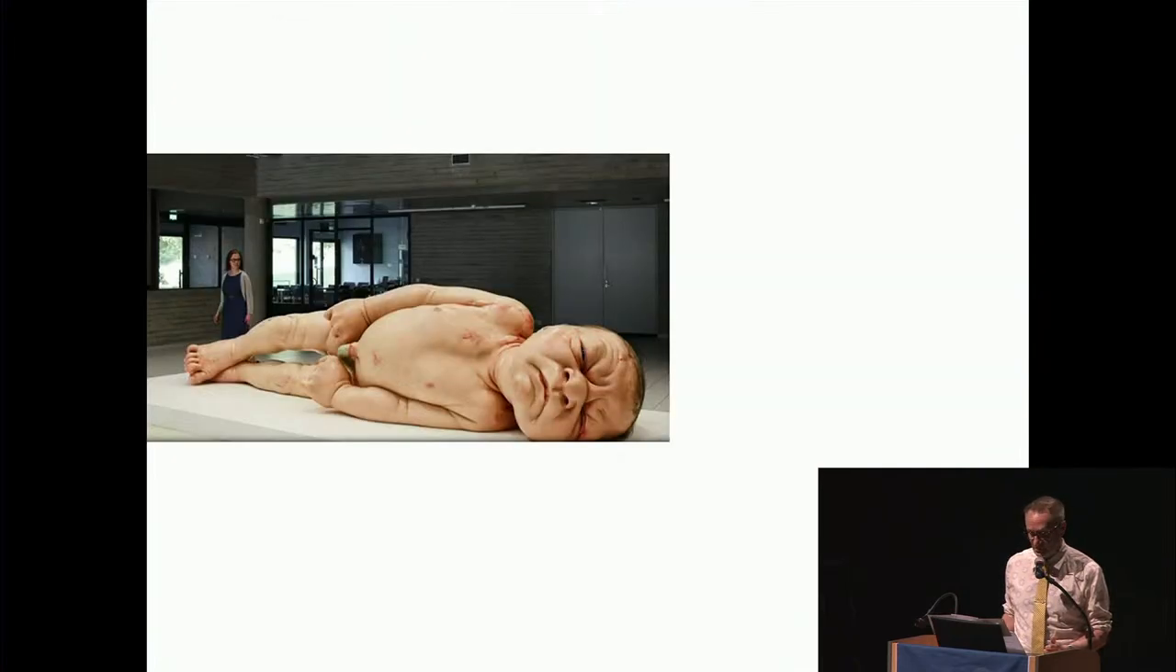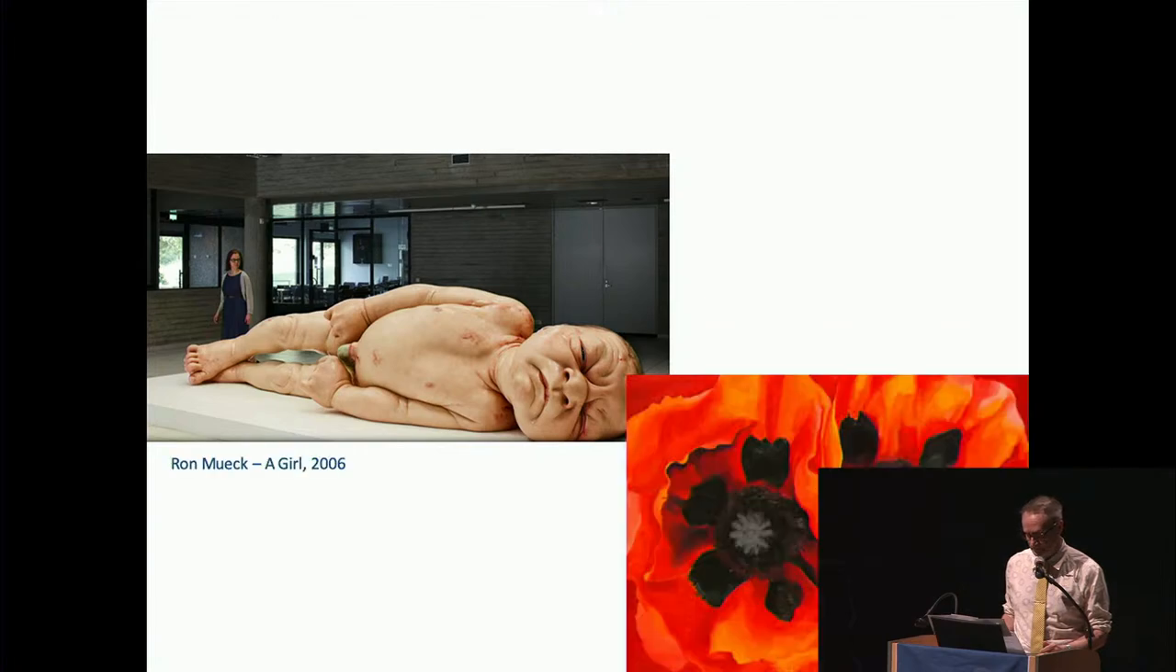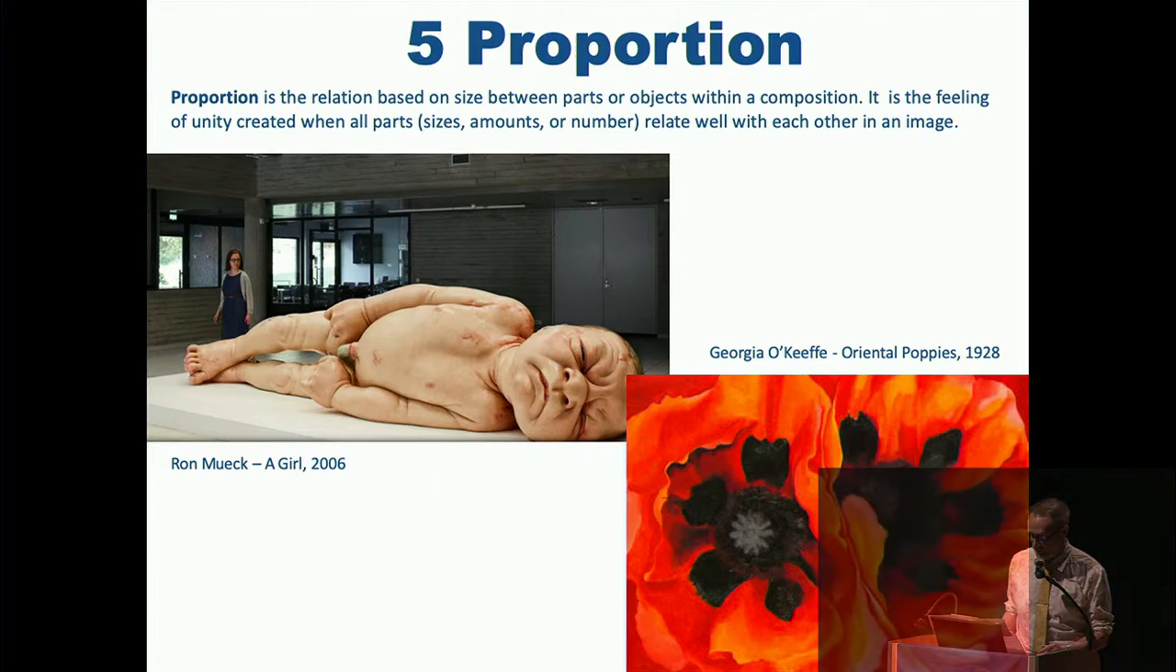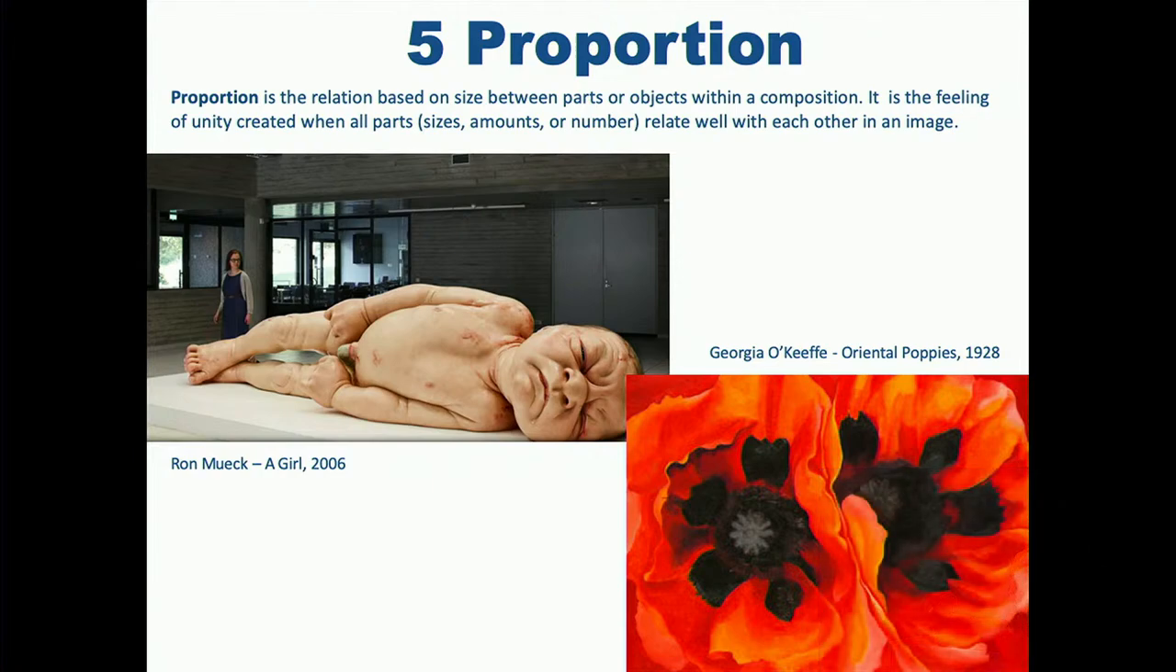Okay, it's a scary image. It's actually a sculpture. Okay, so we're talking about proportion, and this is actually quite confusing. I get confused when I start thinking about this one because the mathematicians will use scale and proportion maybe in a different way. But proportion for me as a principle is about the relationship in an image between the elements that are in the image.